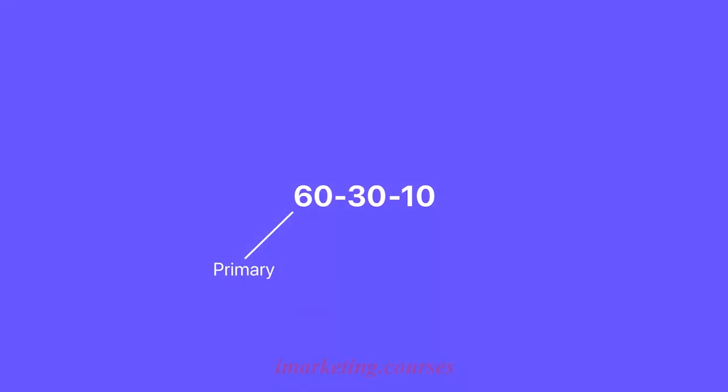Fortunately, yes we do. There is a well-known rule called 60-30-10 that's taken from interior design. Let's see how it works. Based on this rule, you need to use 60% of your dominant or primary color, 30% of your secondary color, and 10% of your accent color.